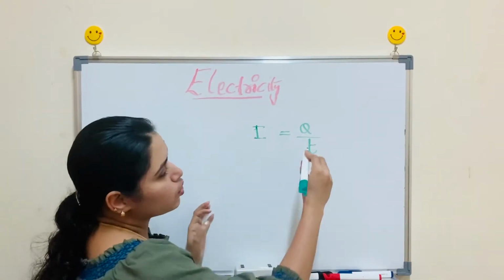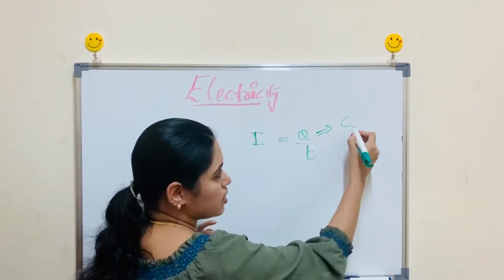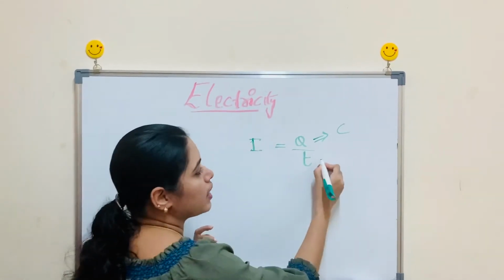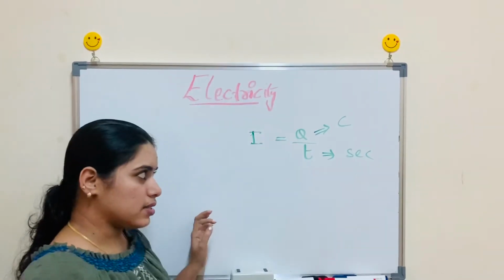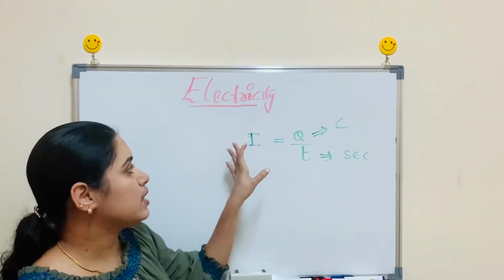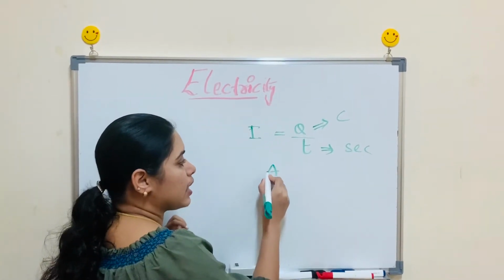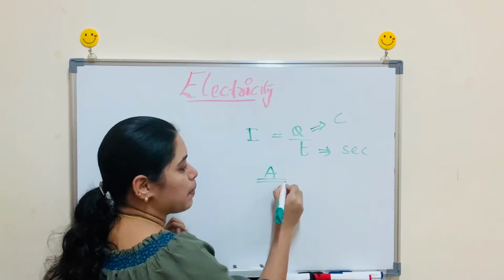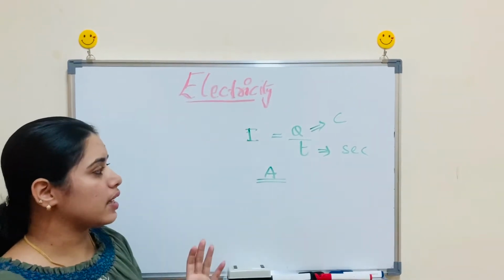Now what is the unit of electric charge? We know that the unit of electric charge is coulomb, right? And the SI unit of time is second. Now we are going to study the SI unit of current, that is ampere, denoted by the capital letter A. The ampere is the unit of electric current.